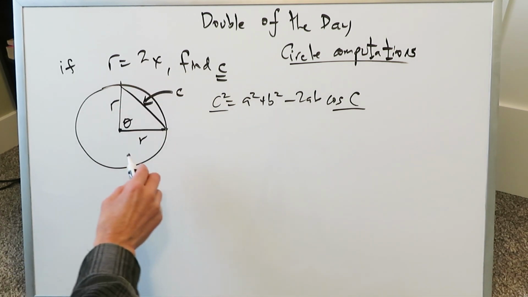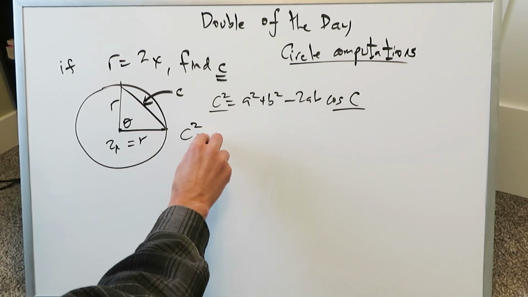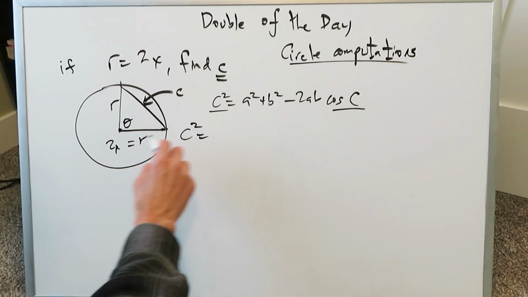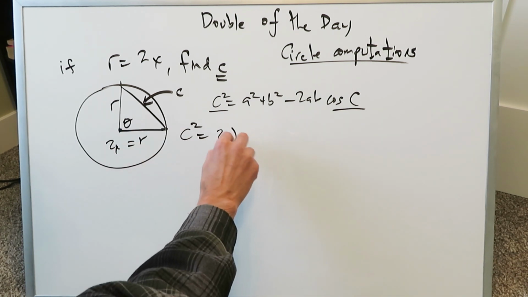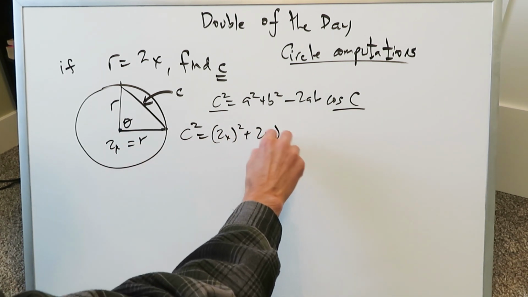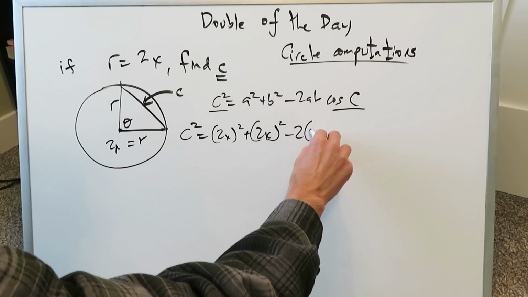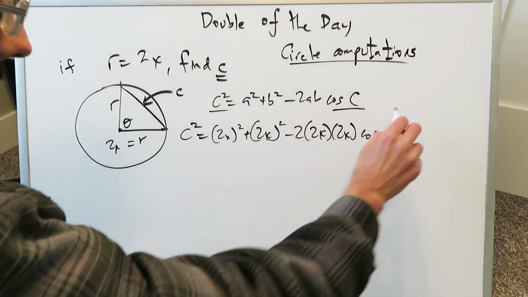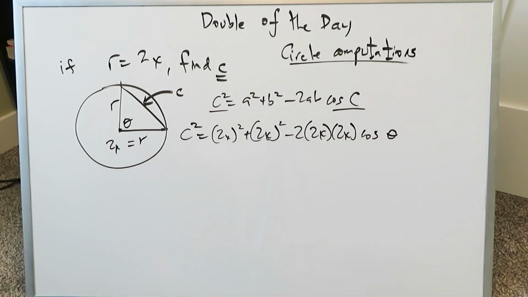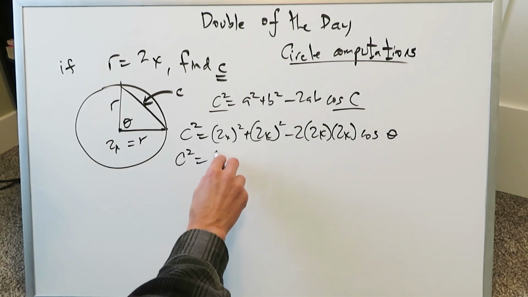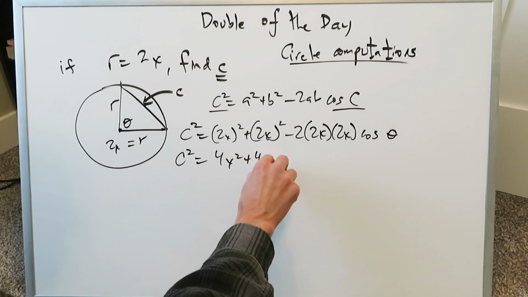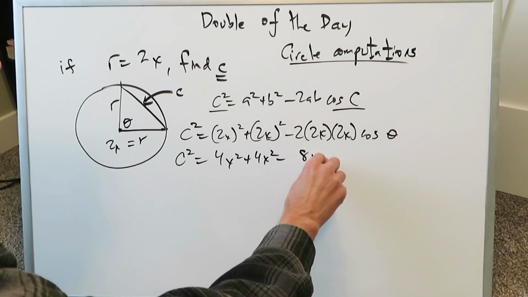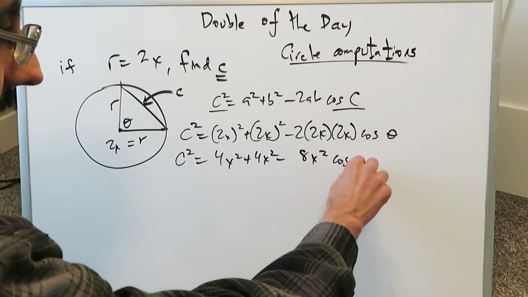Radius here is 2x, and you would just plug things in. c squared is equal to, a and b are representing your radii, so you'll have 2x squared plus 2x squared minus 2 times a and b, which is each 2x. And then cosine c is cosine theta, the angle, as you see. Open everything up. You'll have 4x squared plus 4x squared minus 8x squared cosine theta.